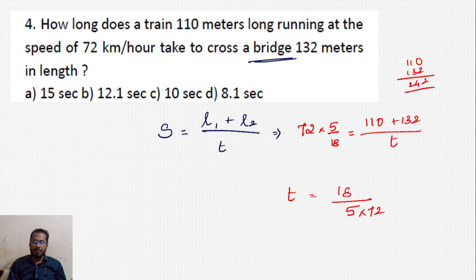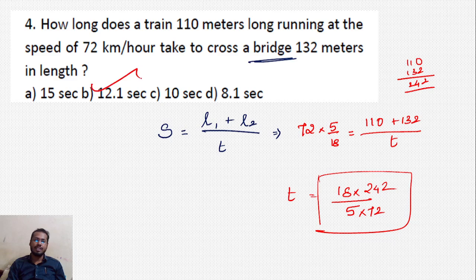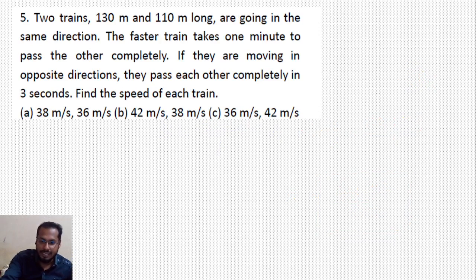So it comes to the top. First cancel this and take this 242 that side. Otherwise you can write directly into 242. Okay, solve this, you will get the answer 12.1. Clear? Right, next question. I will help you with how to write the equation.